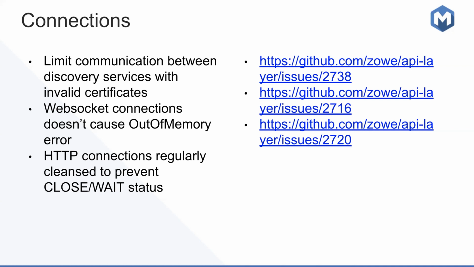And the last part is another round of figuring out what's creating the close wait status on the ports and connections opened by the API mediation layer. In this case, what we changed on top of all the previous changes is that we are regularly cleaning the connection pool to prevent the close wait status, and it seems that it helped with another set of issues. And that's all from me.